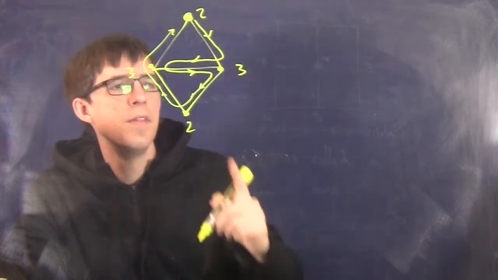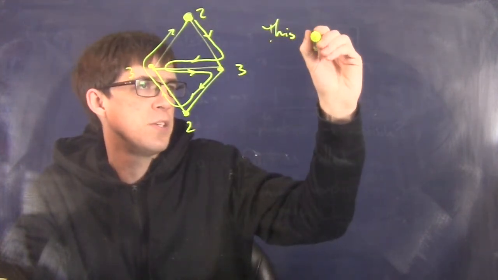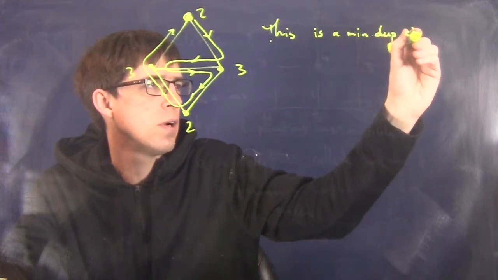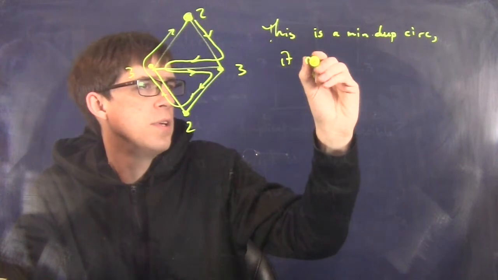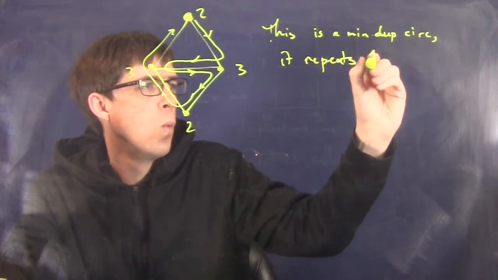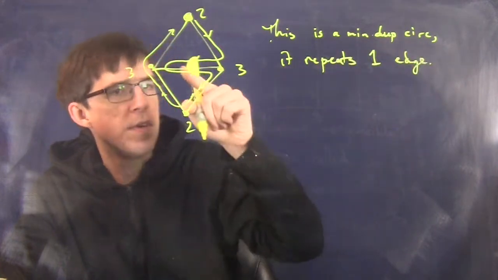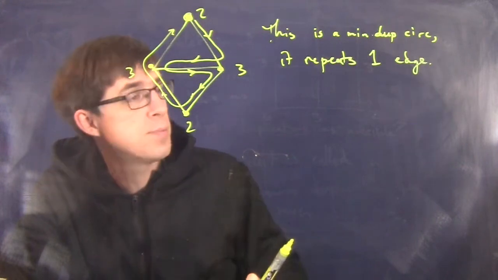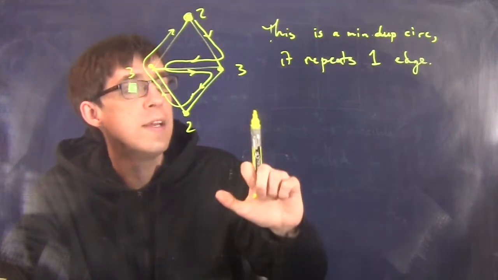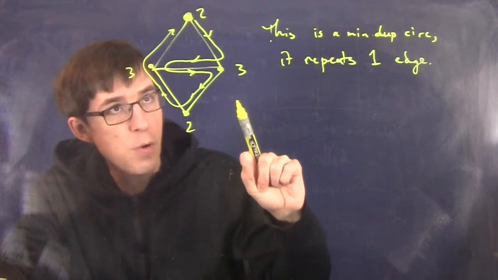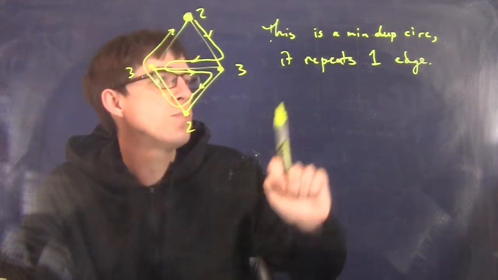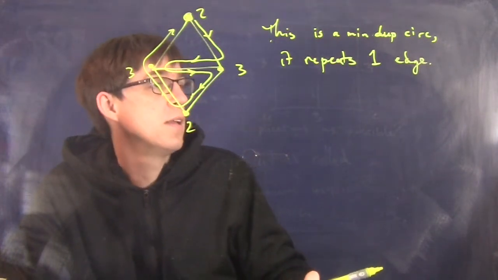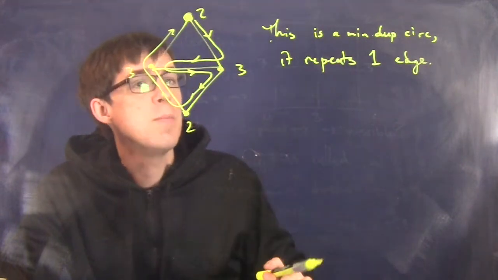So, this right here is a minimum duplication circuit. Min-dup-circ. It repeats one edge, right? I went over this edge twice. And how do I know that's the best you can do? Minimum duplication means it's the best. It has the fewest possible duplications. Well, I know that it's not possible to do it with 0 duplications. That would be an Euler circuit, which cannot exist in this graph. And so this one must be the best that you can do. 1 is better than 0. You can't get any better than that. So this is a minimum duplication circuit.